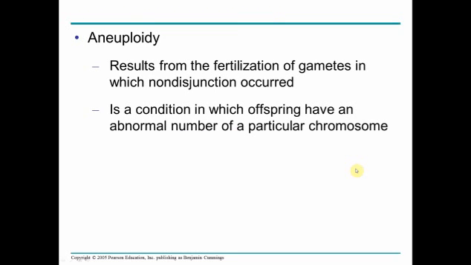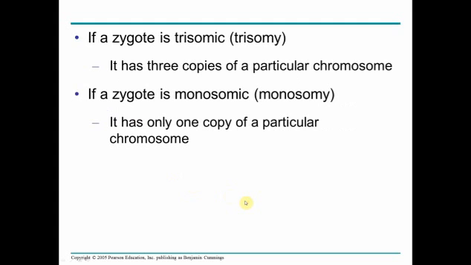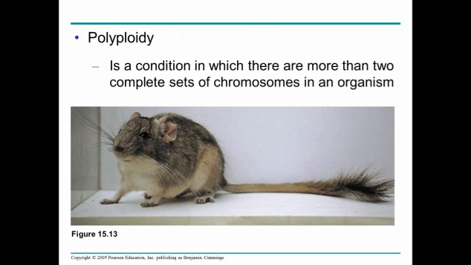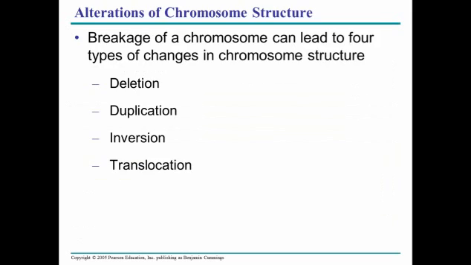So aneuploidy is the result of non-disjunction, when fertilization of a gamete occurs in a non-disjunction type cell. And so they're going to have an abnormal number of chromosomes. Aneu means abnormal. You can think of it like that. So we mentioned trisomy. An example would be Down syndrome, or monosomy, such as Turner syndrome. Some organisms are even polyploidy, where they've evolved to have more than 1 complete set of chromosomes, and that's the only way that the adults live or survive, such as in this chinchilla.